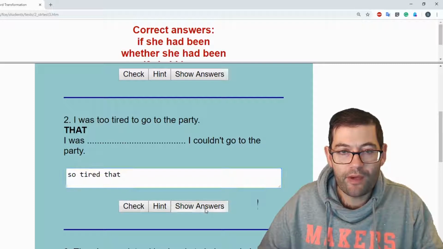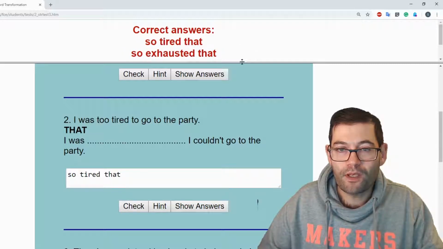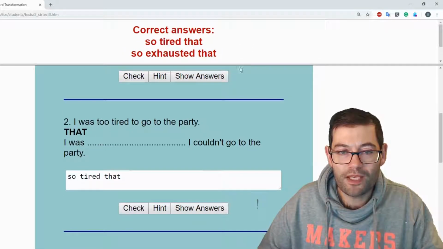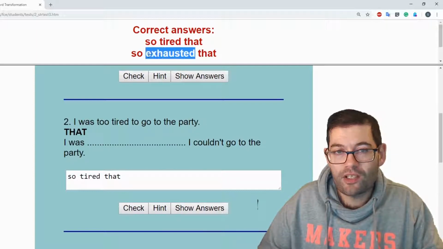Let's see if we're correct. There we go. And we can see that we've got a couple of options here. So tired that, so exhausted, change of vocabulary, so exhausted that.